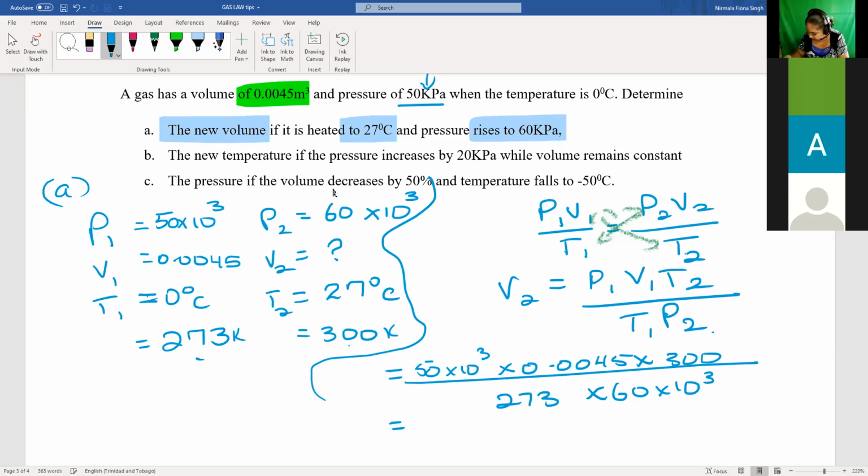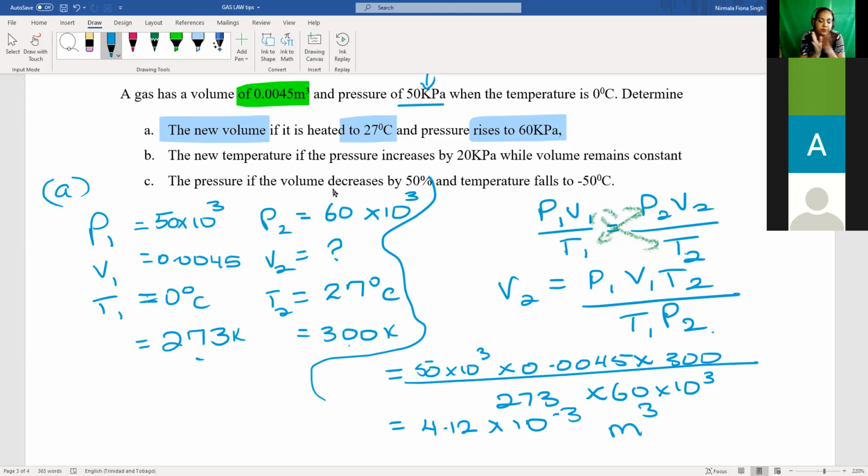And if you work that out, I don't think I worked that out as yet. Let's plug it in fast, the calculator. 50 to the 3 by 0.0045 by 300, divide by 273, divide by 60 to the 3, and you're going to end up getting 4.12 by 10 to the minus 3 meters cubed.